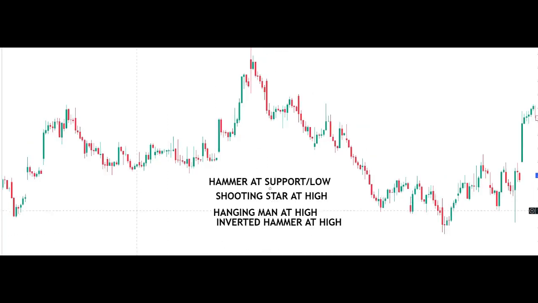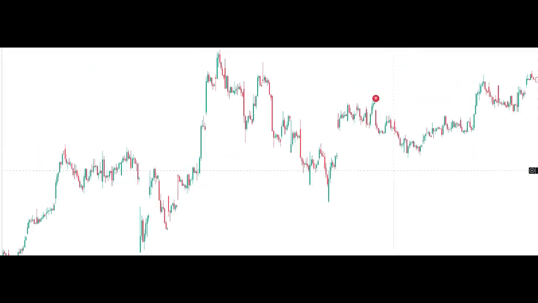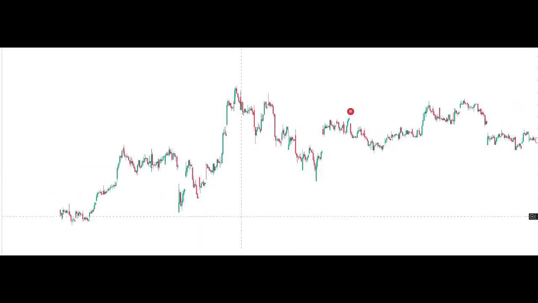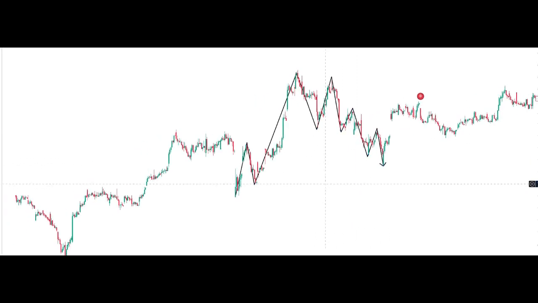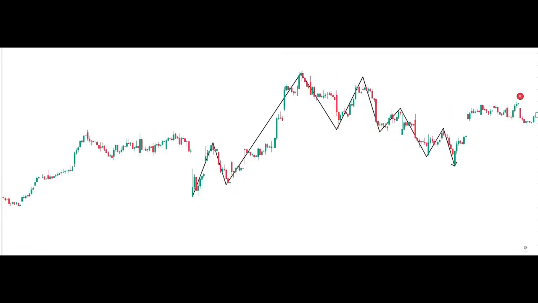Let's find some more examples. Always for practice, start with Dow theory, higher high. Randomly you can start anywhere: higher high, higher high, higher low, lower high, equal low, lower high, lower low, lower high, lower low. So as I said, a hammer should be seen at a low.